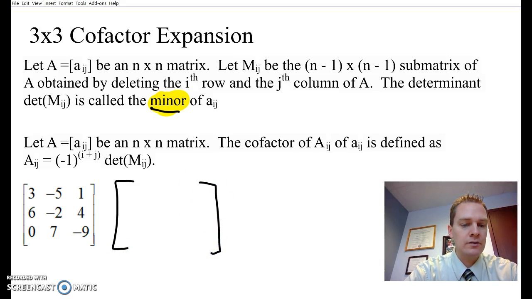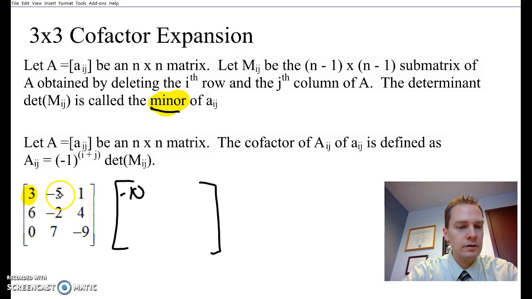If I'm focusing on just the 3 that's here, in order to find the minor for that, I take the determinant, basically ignoring the row and the column. As it says here, deleting the ith row and the jth column. So negative 2 times negative 9, positive 18, minus 28. Once again, positive 18 minus 28 is negative 10. Then I move to the next entry.